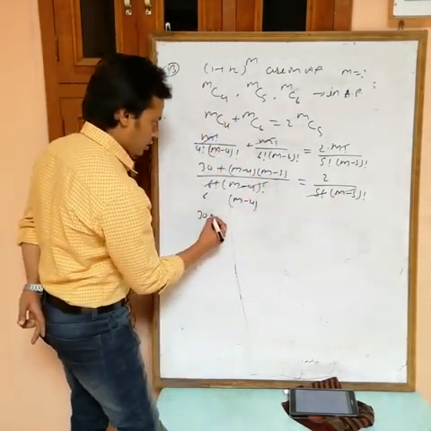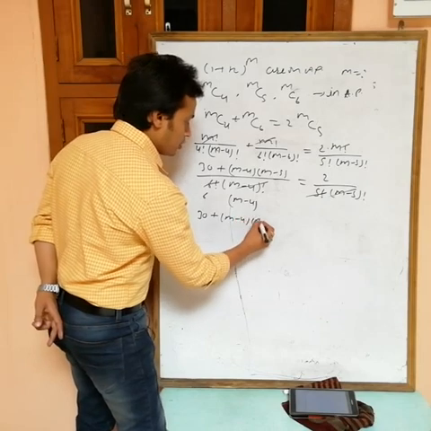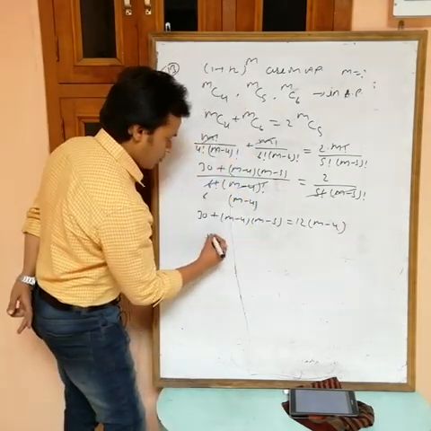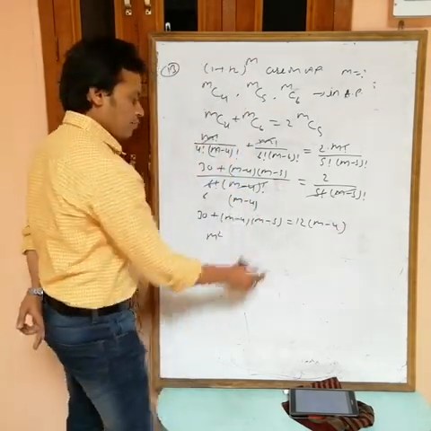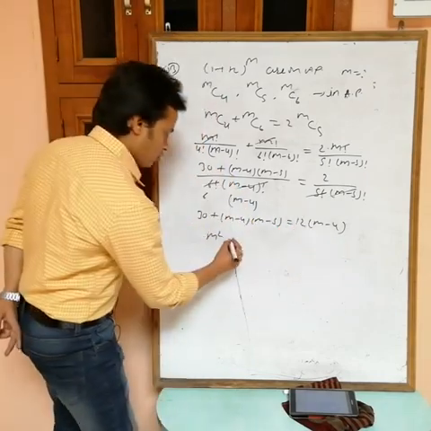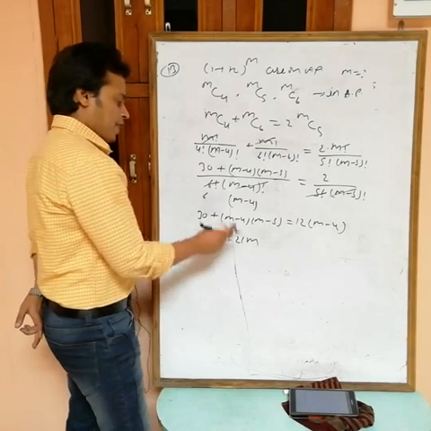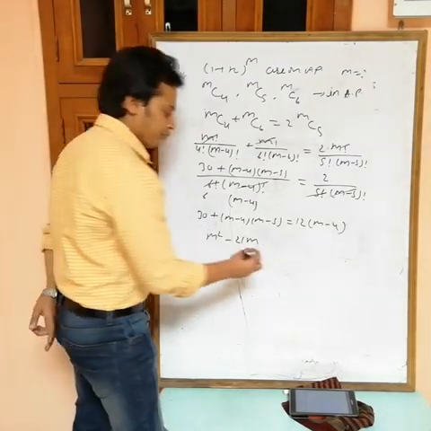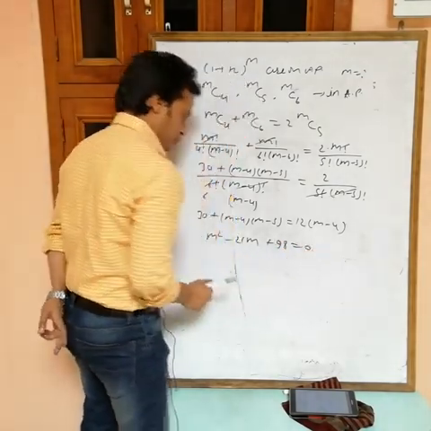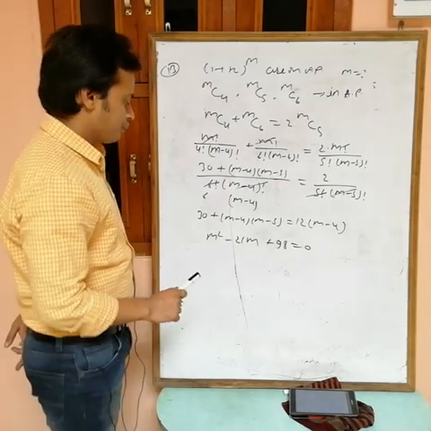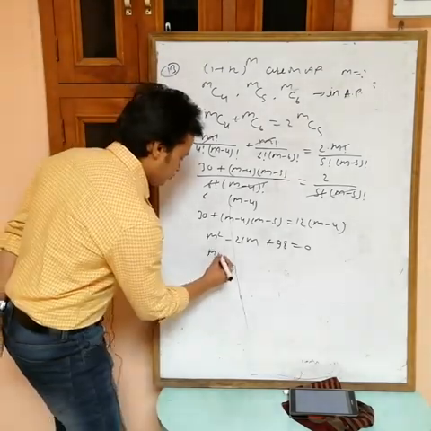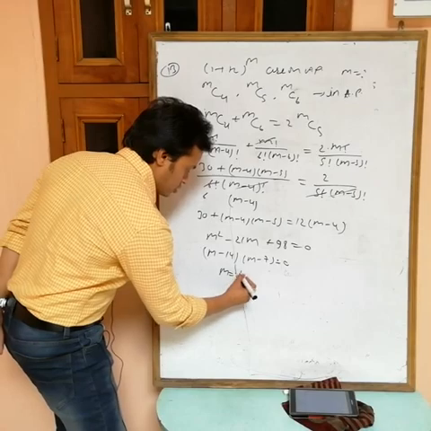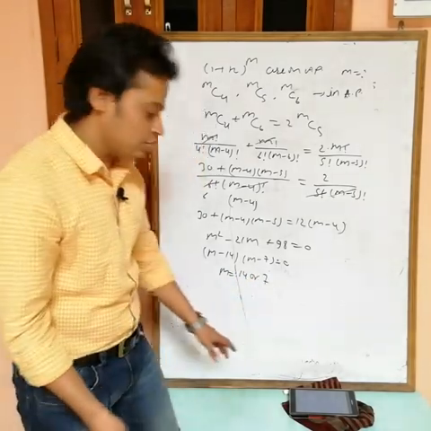Multiply this one at the side: 30 plus (m minus 4)(m minus 5) equals 12 into (m minus 4). m square minus 9m and minus 12m, total what we have, minus 21m, plus 30 plus 20 is 50, 50 and 48, plus 98 equals 0. Okay, now factorize: 14 and 7. So m equals 14 or 7. Okay, this is the answer.